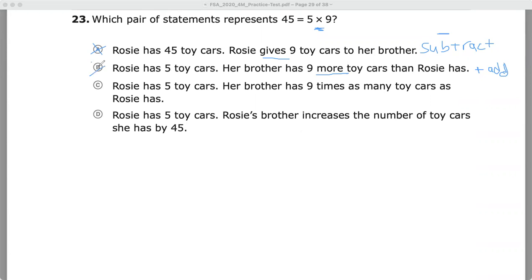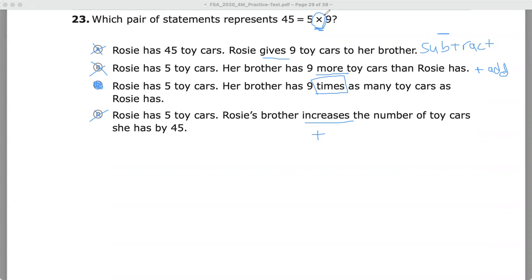All right, C. Rosie has 5 toy cars. Her brother has 9 times. Times is the key word here. And we are looking for multiplication. So C would be the correct answer. And let's double check D. Rosie has 5 toy cars. Her brother increases. So that would also be add. So that is not the answer.